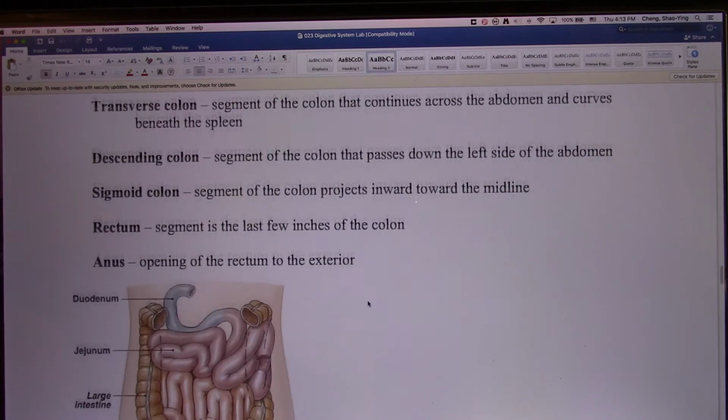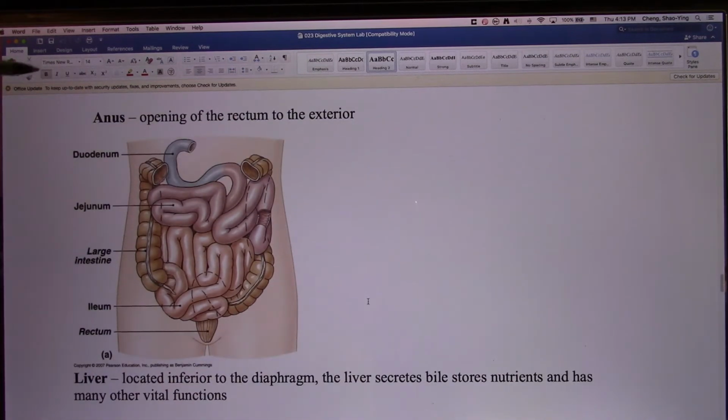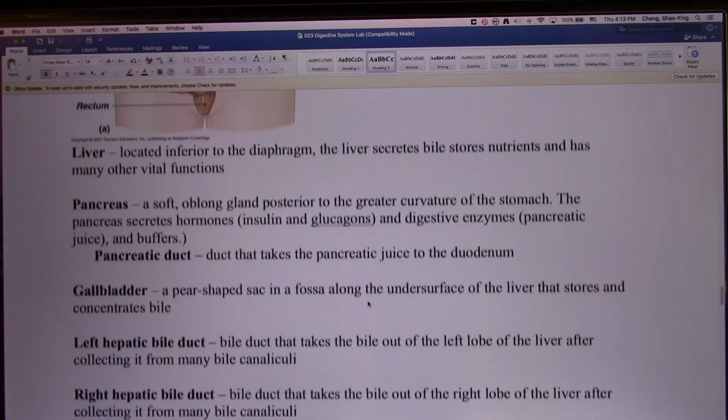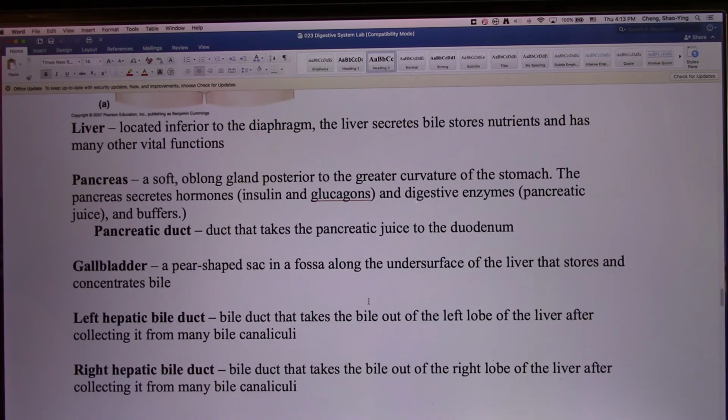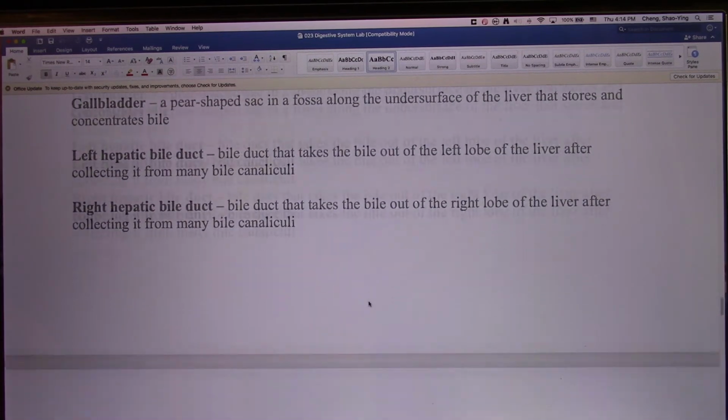And these are the large intestines. Use your textbook to identify this structure. These are pretty self-explanatory. And we're going to look at the liver and pancreas and those ducts.